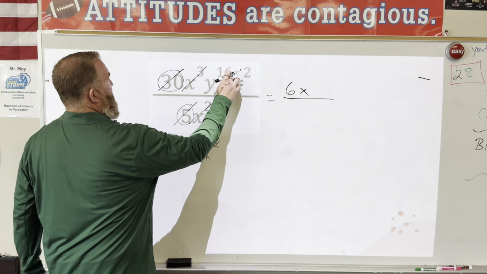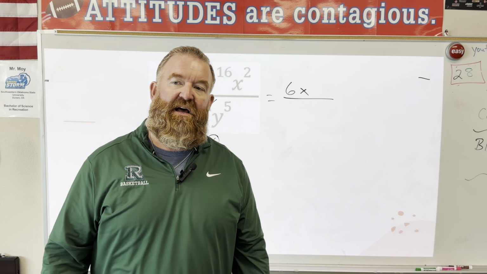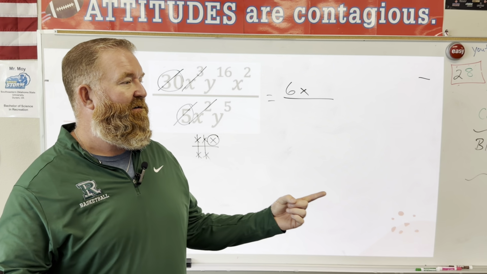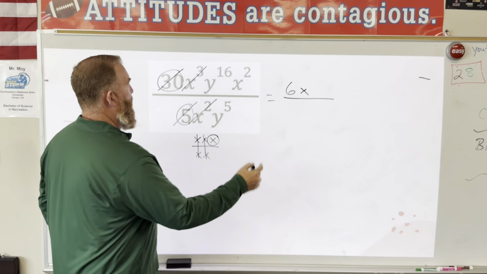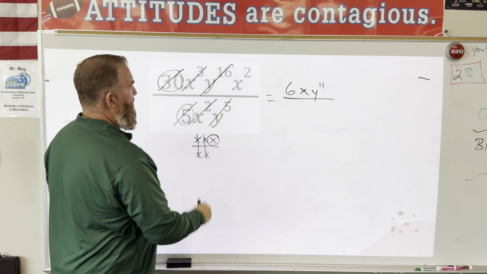All right, here we go. So I've got y to the 16th over y to the 5th. If I subtract 16 minus 5, I get, anybody in here, 16 minus 5? 11. So it's going to be y to the 11th on top. Y to the 11th.